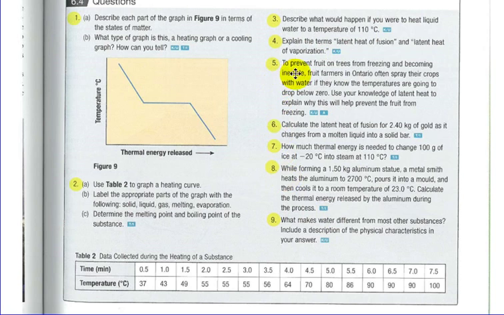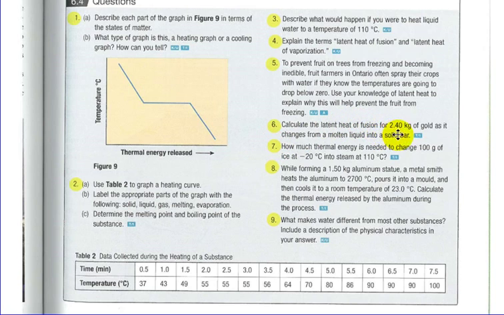What does that mean? To prevent fruit on trees from freezing and becoming inedible, fruit farmers in Ontario often spray their crops with water if they know the temperatures are going to drop below 0. Use your knowledge of latent heat to explain why this will happen. So think about what happens during freezing. If I have water and it's freezing, what is that water doing to the thermal energy? So think about that, and then you should be able to tell me why plants beside that freezing water may not freeze.